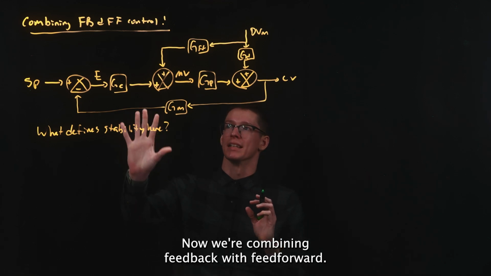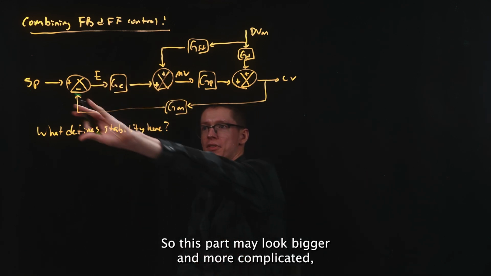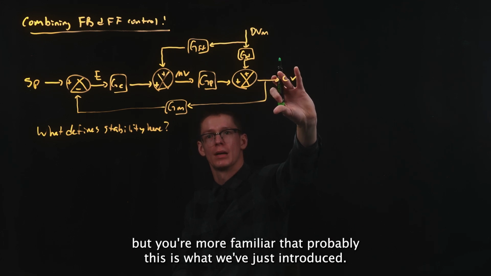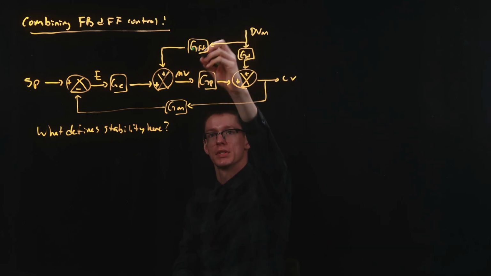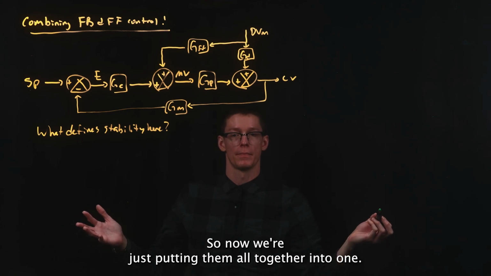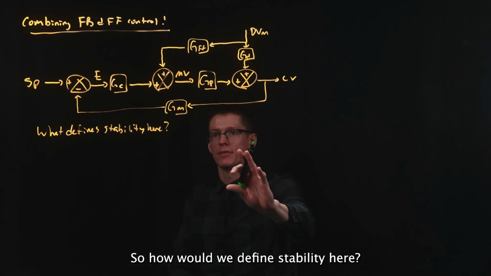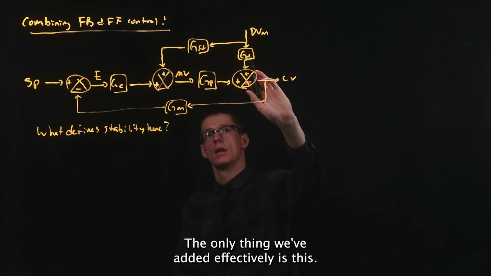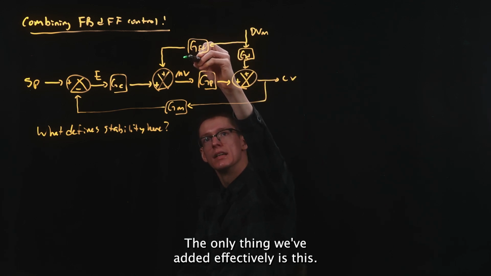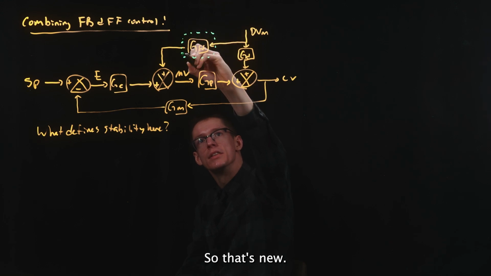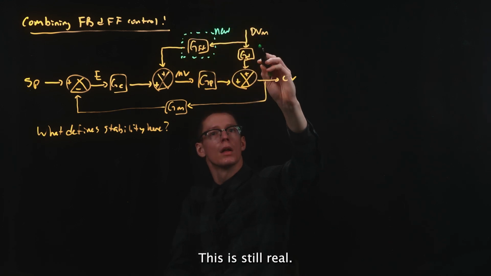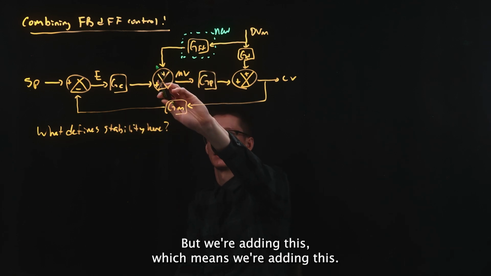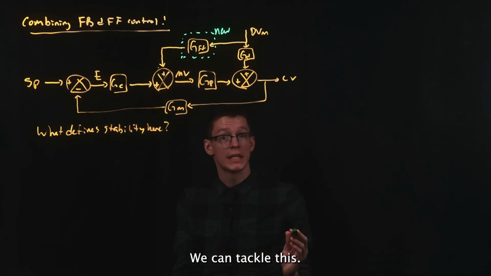Now we're combining feedback with feed forward. So this part may look bigger and more complicated, but you're more familiar with it probably. This is what we've just introduced. So now we're just putting them all together into one. So how would we define stability here? We have our set point coming in, we have our output, and we have our disturbance. The only thing we've added effectively is this. It's all that's new. This is still real. We've always had GD, but we're adding this, which means we're adding this. That's okay. We can tackle this.